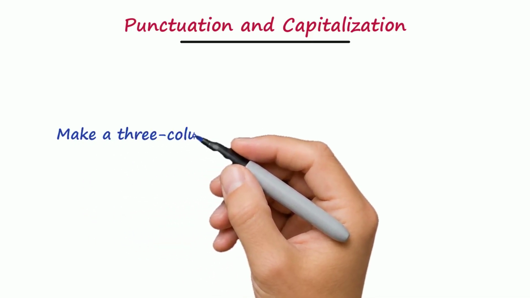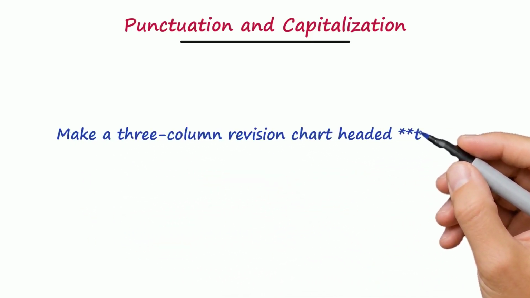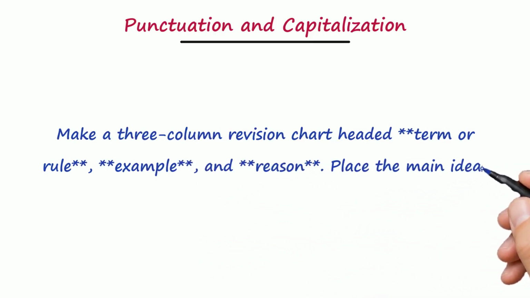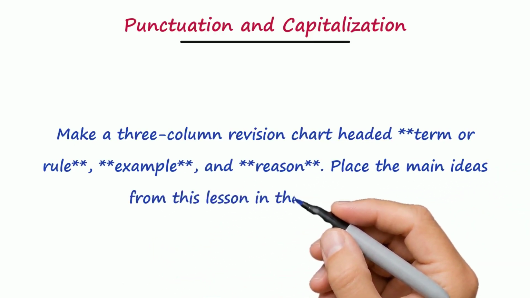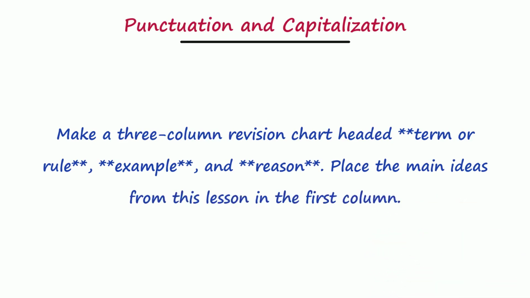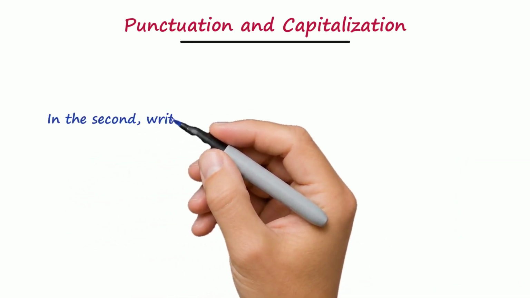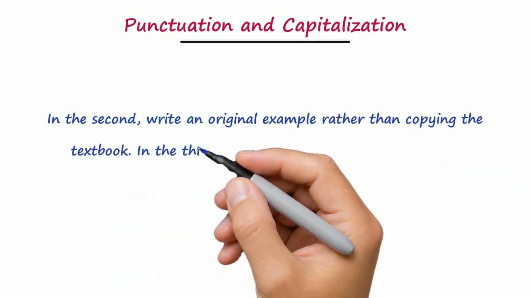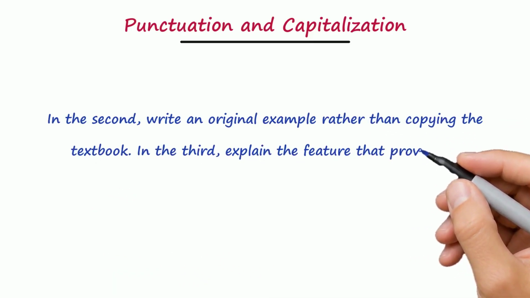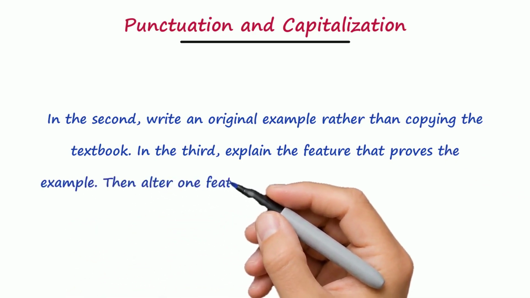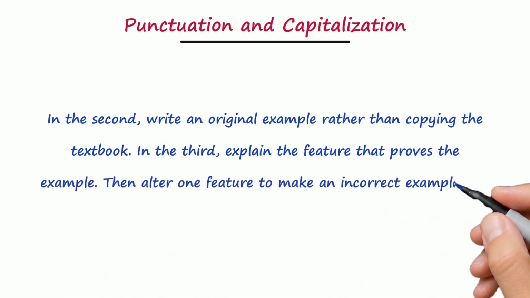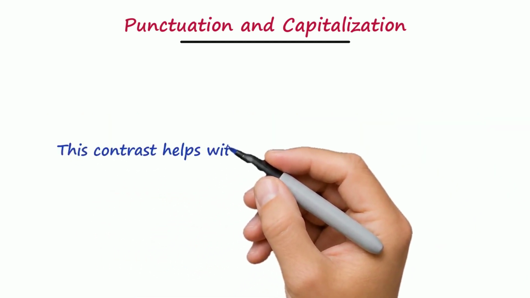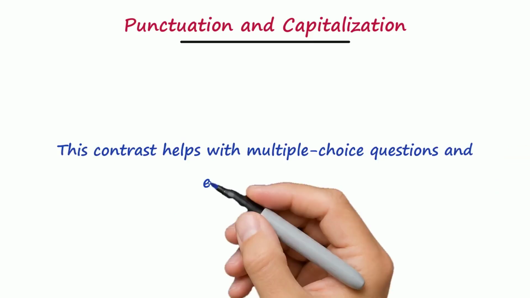Make a 3-column revision chart headed "term or rule," "example," and "reason." Place the main ideas from this lesson in the first column. In the second, write an original example rather than copying the textbook. In the third, explain the feature that proves the example. Then alter one feature to make an incorrect example and correct it. This contrast helps with multiple choice questions and editing passages.